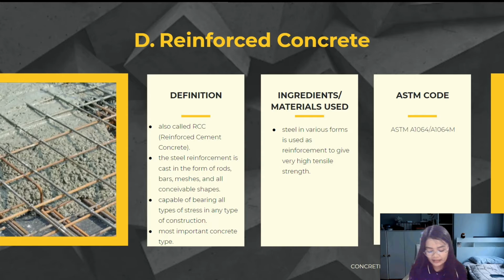Ang dahilan kung bakit naglalagay ng reinforcement sa concrete is for the sole purpose of resisting tensile forces. Mas pinapatibay niya ang bond ng concrete elements, that's why mas tumitibay siya. RCC is also considered as the most important concrete type. ASTM code for reinforced concrete is ASTM A1064/A1064M.